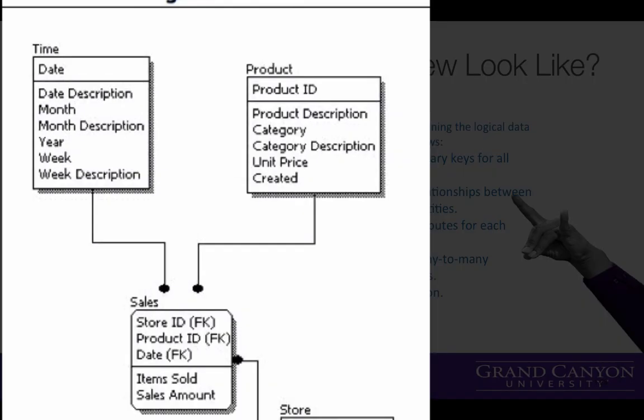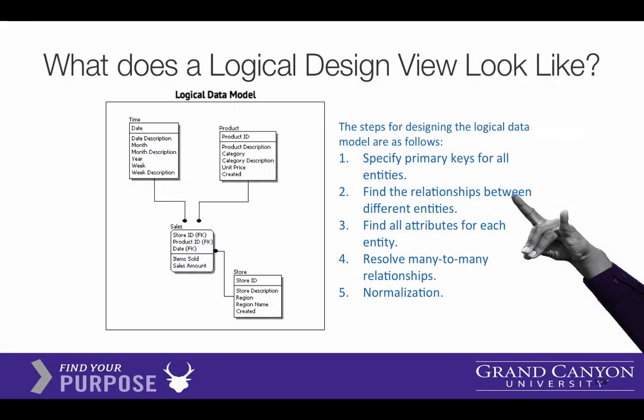Here's an example of a logical model. So the same entities are listed, such as product and sales and shop and store. But you can see we've assigned some specific column names now. So product description, category, category description, unit price, created. A little more detail. However, it does not yet tell us what the actual length of the line will be, or if this is an integer item, if it's a decimal, if it's a boolean.